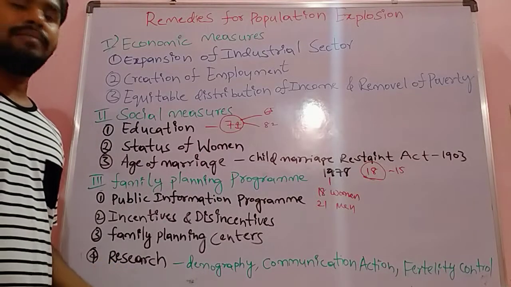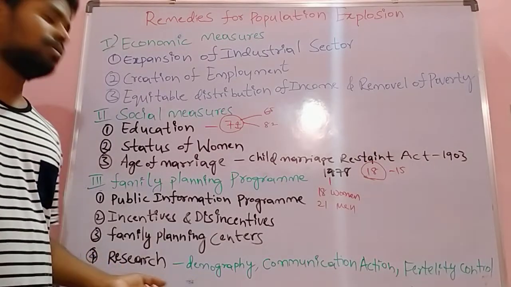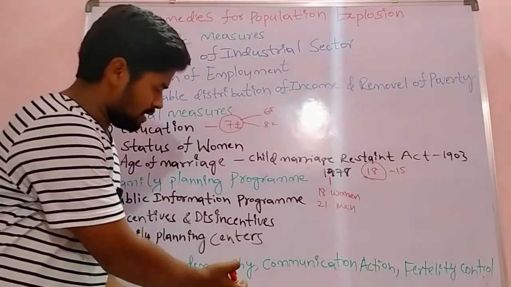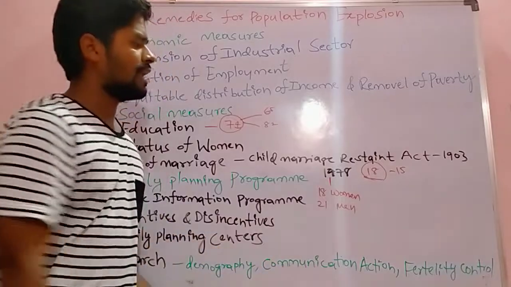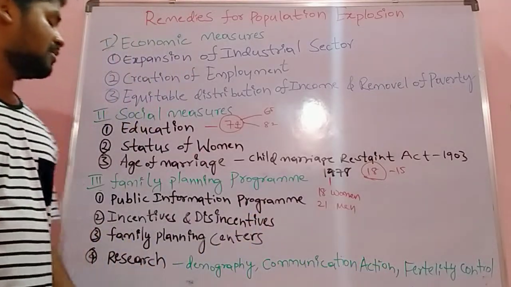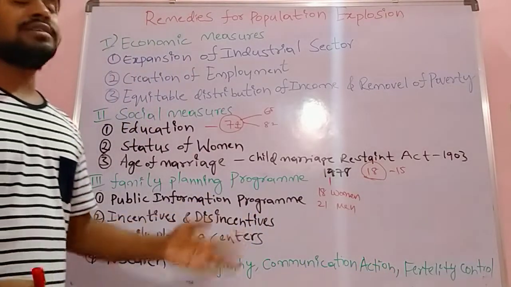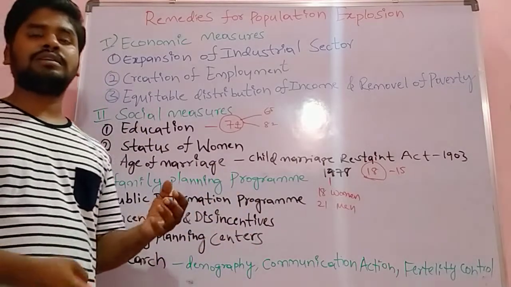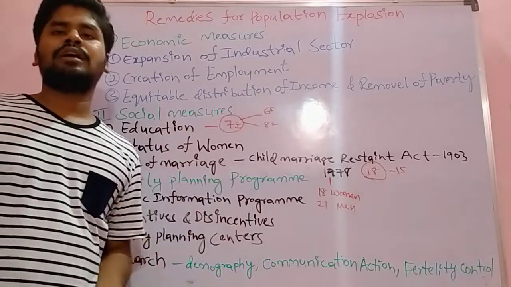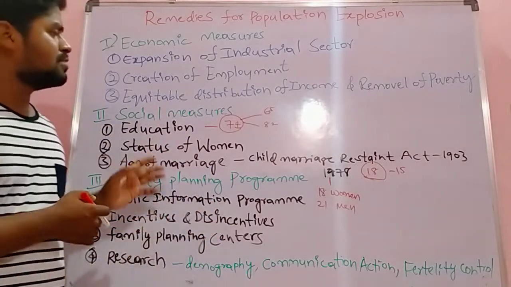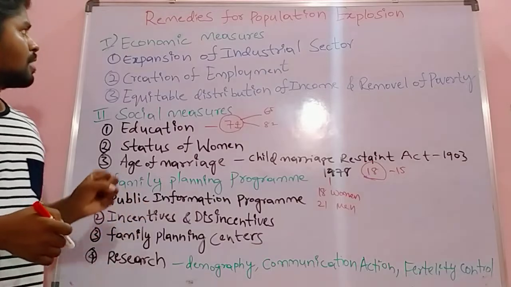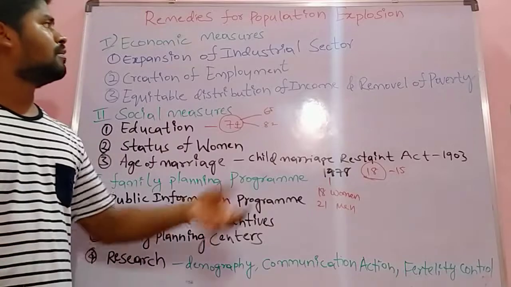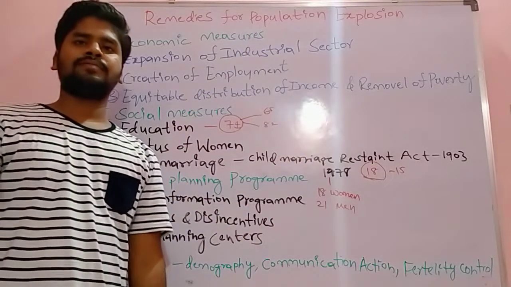And coming to research, the Indian government has to conduct research in the areas of demography, communication, action and fertility control. These are the things the government has to maintain research on, to get positive results towards decreasing and controlling the population. This is one of the major important measures to control our population explosion, right?